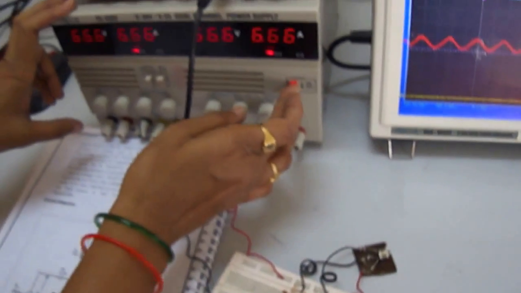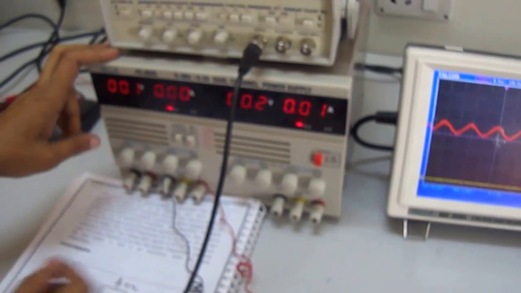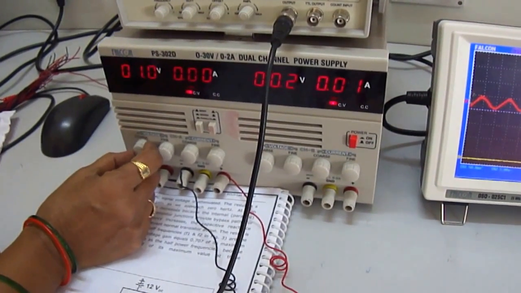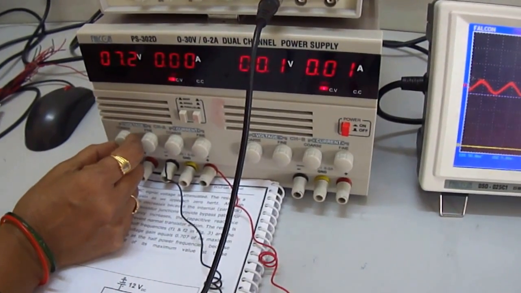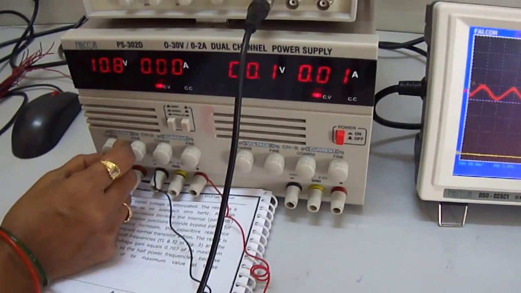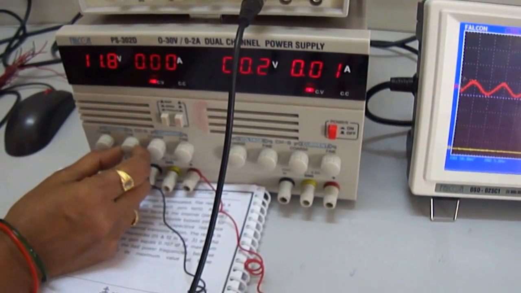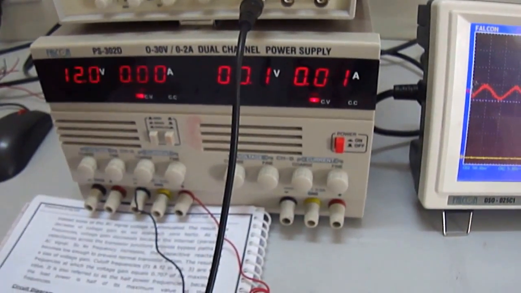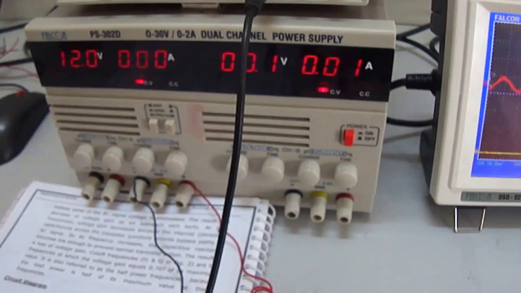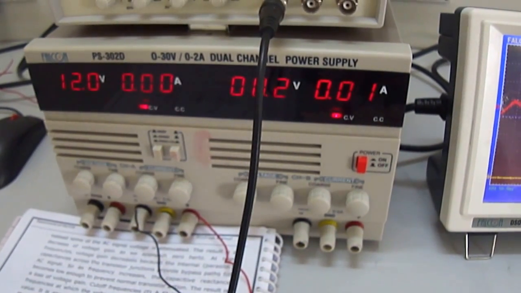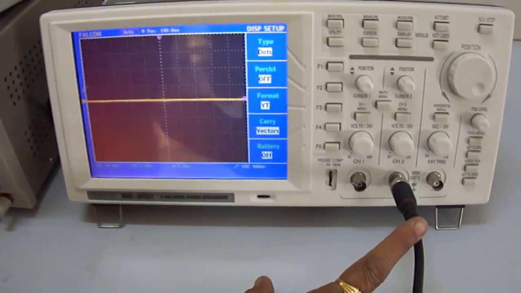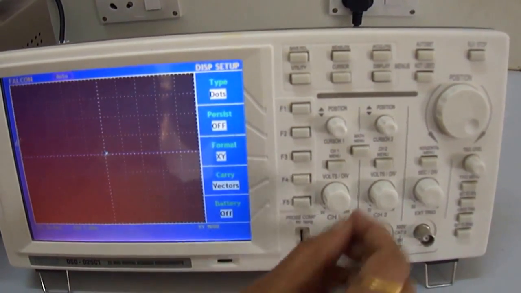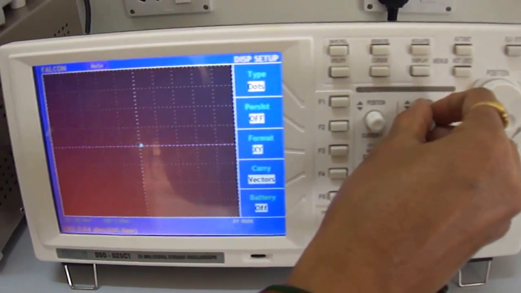Then switch on the power supply. Adjust VDC as 12 volts. So it is fixed at 12 volts only. After connecting this output, press the display F3 button. So this is our output.